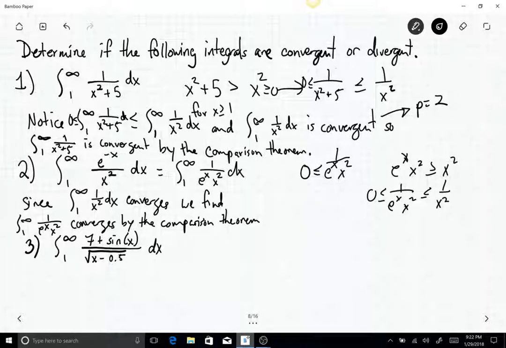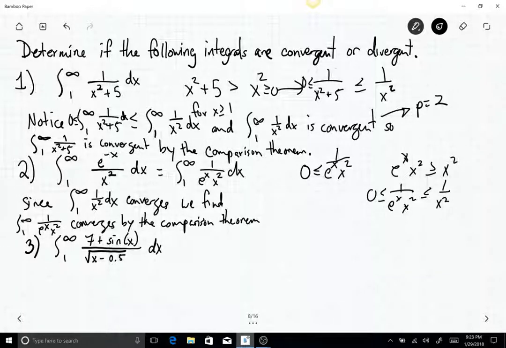So we have the integral from 1 to infinity, 7 plus sine x, all over the square root of x minus 0.5. What do you think? Convergent or divergent? In either case, also maybe make a guess. So divergent, that's a good guess. If you think it's divergent, what function do you think we should compare it to? And that's where we're going to play the trick here.